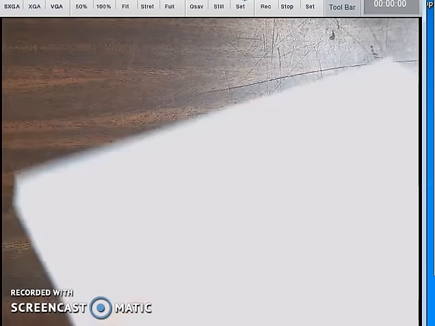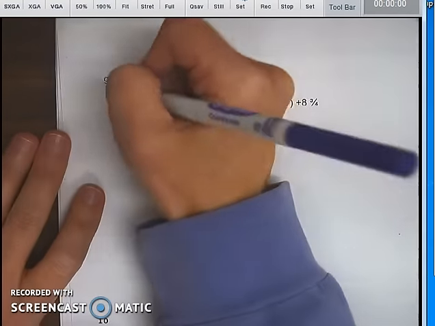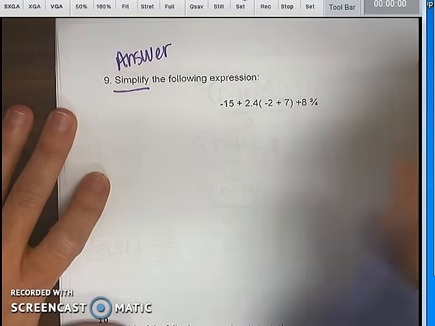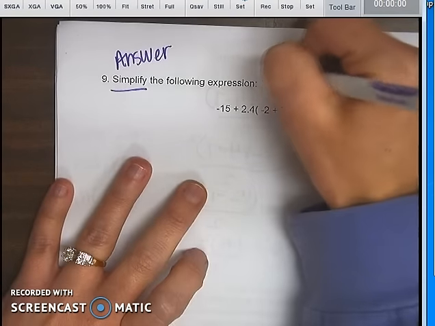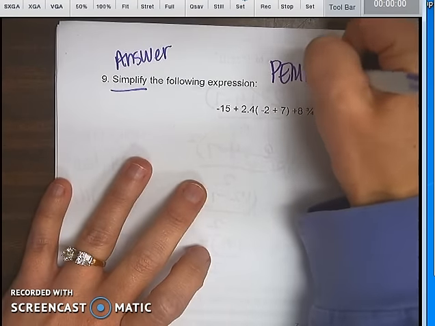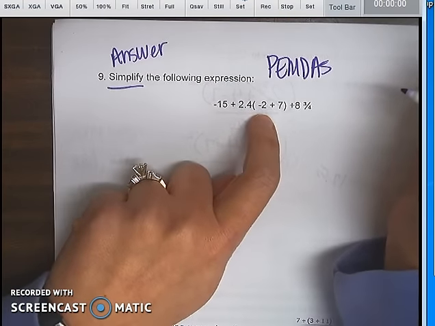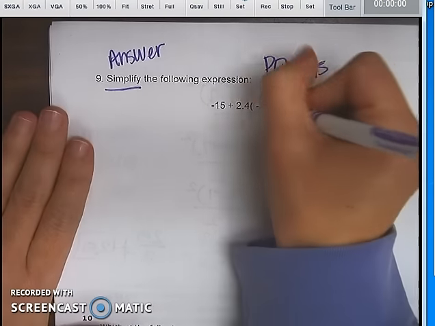All right. Simplify the following expression. Remember the word simplify is just a synonym or a fancy word for answer? All right, so let's talk about it. Ooh, there's a lot going on. PEMDAS. Okay, right here, you're probably thinking that you need to distribute, which you can do it that way, but since there isn't a letter, I wouldn't do it. I would just take care of this first.